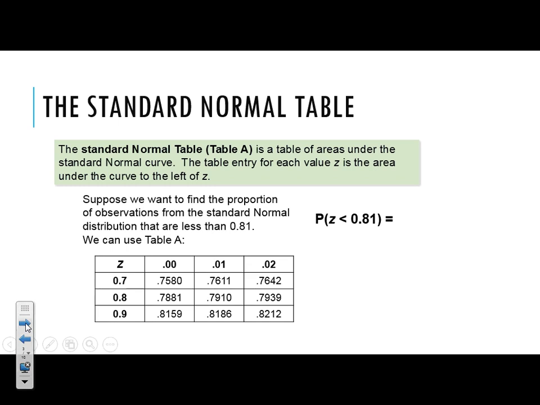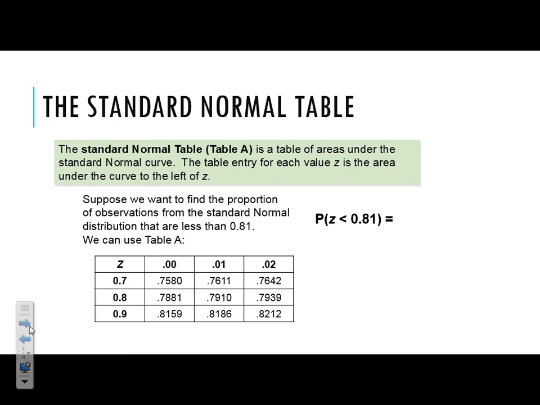So suppose we want to find the proportion of observations from the standard normal distribution that are less than 0.81, all right? So that would correspond with to the left of, right? Less than, to the left of, same thing, right? So in mathematical notation, we'd say, okay, what is the proportion P of z values less than 0.81, okay? Now that 0.81 is important because that tells us exactly what we're going to look up in the chart.